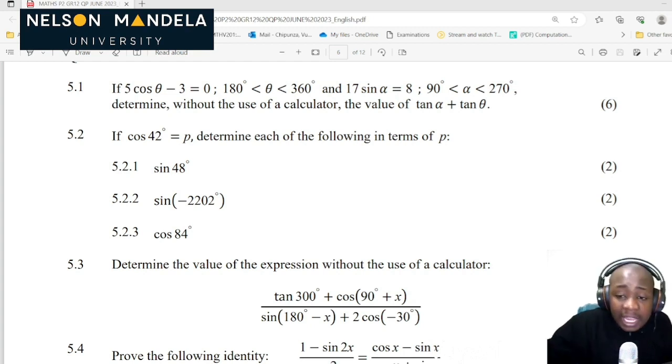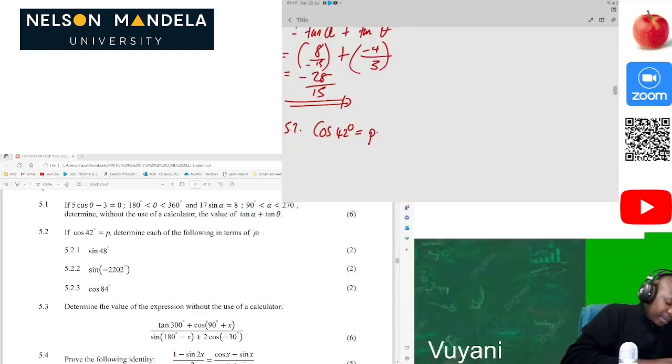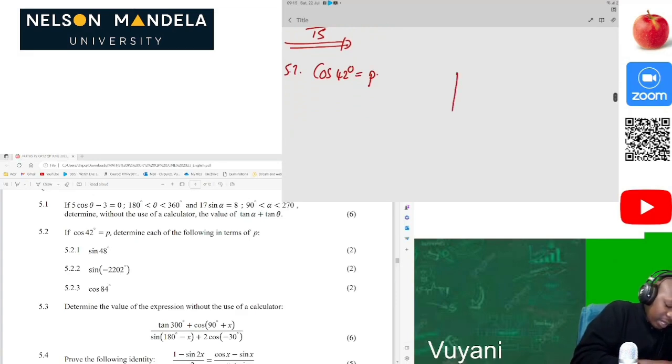Again, in this question, we are supposed to draw the Cartesian plane, and we have our triangle. Of course, this will be in the first quadrant automatically. And we know that cos is the same as adjacent over hypotenuse. So in this instance, it's P over 1. So if we say this is our 42 degrees here, then here is going to be P over 1.